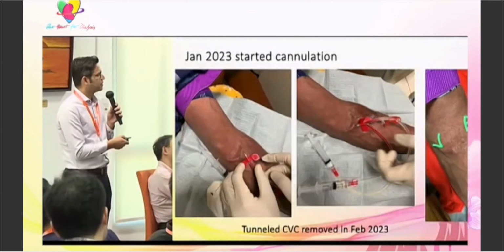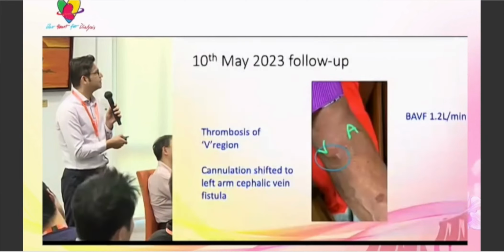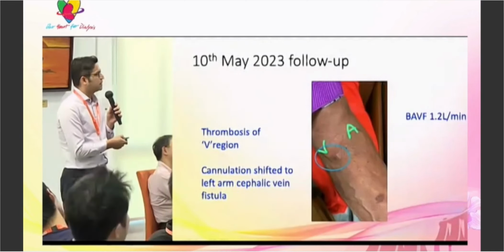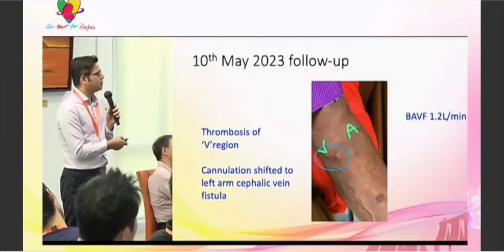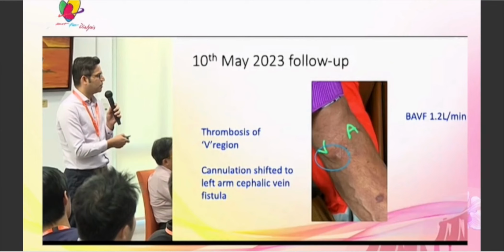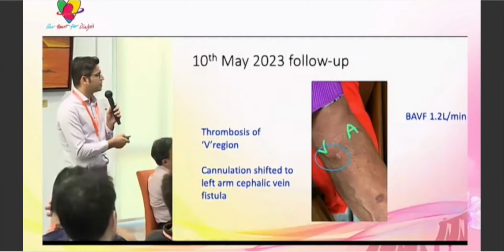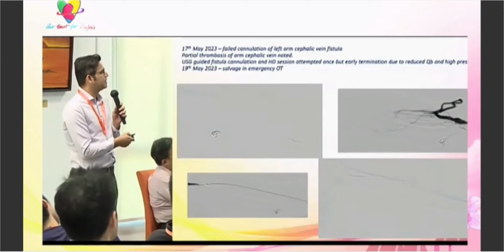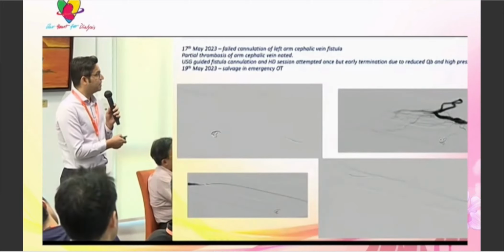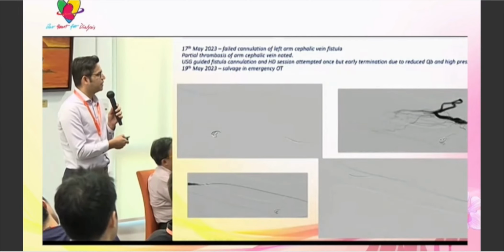The tunnel catheter was removed in February. After 3 more months, during his follow-up, we noted that there is thrombosis at the V site. The cannulation was shifted more towards the anastomosis, actually onto the cephalic vein. With that, it lasted for about a week. And again, on 17th of May, there was failed cannulation. And he was brought to ED, to emergency OT, to salvage it.